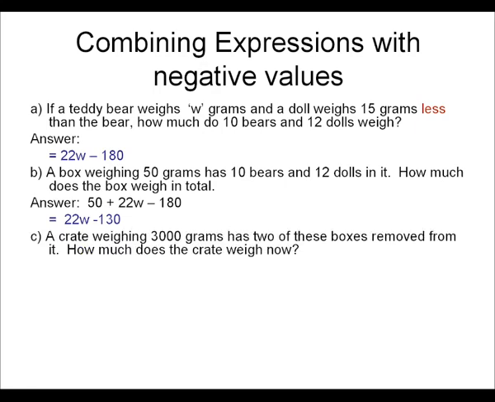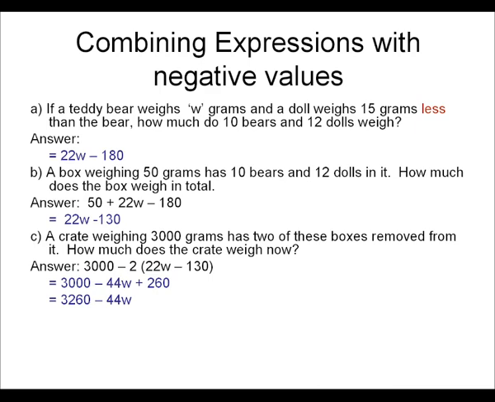Tricky bit now comes in part C. A crate weighing 3,000 grams has 2 of these boxes removed. How much does the crate weigh now? Well, in part B, we have an expression for the weight of the box, and we're going to remove 2 of those. So our answer is going to be 3,000 minus 2 boxes. The 22W minus 130 there is the expression for the weight of the box. So we have 3,000 grams minus twice the expression for the weight of a box.